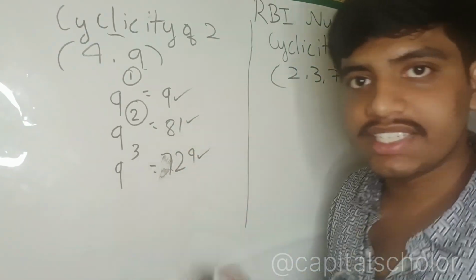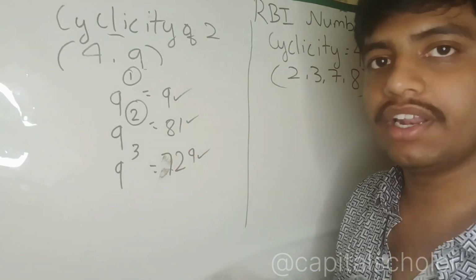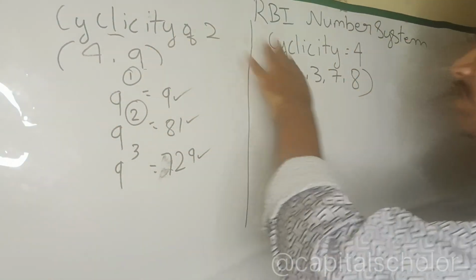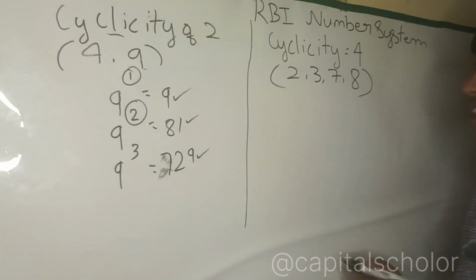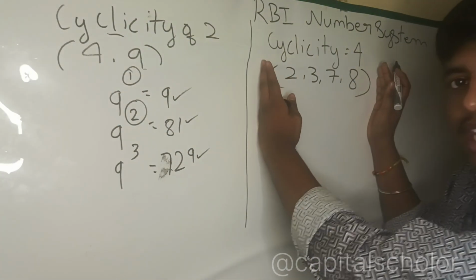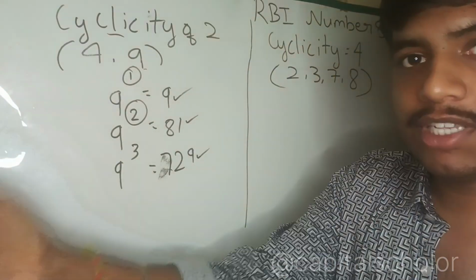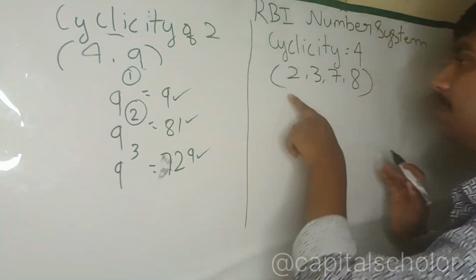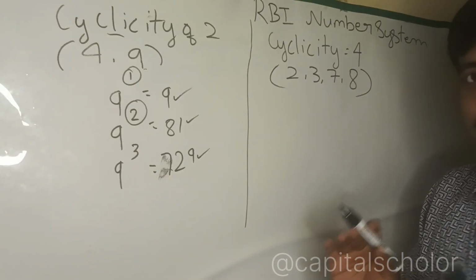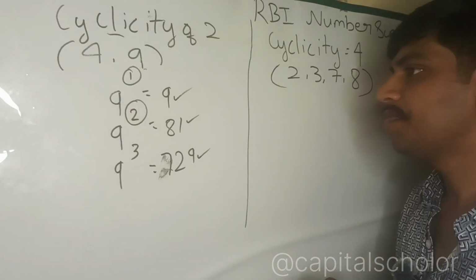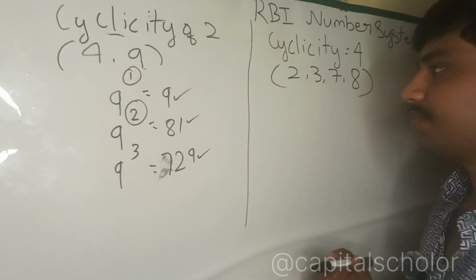Okay, I hope you understand. If you don't understand, you can comment, I will help you understand on Telegram. Okay, now let's move to the cyclicity of 4. It is a very difficult part, and I will say what you can do for this part. The previous part and this part are very easy. These 4 numbers are slightly difficult, complex. So I will help you understand.